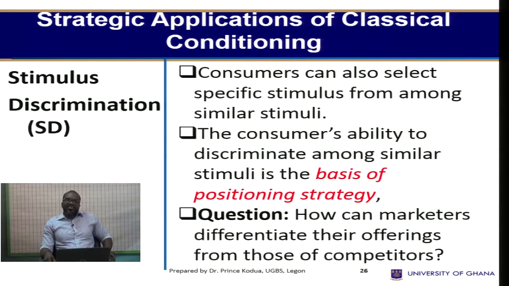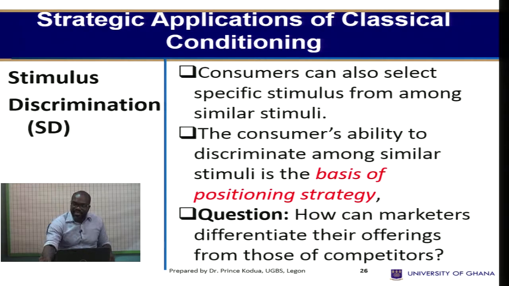Although consumers have the ability to generalize, hence the concept of stimulus generalization, which I've just explained, in the marketplace we've also observed that consumers have the ability to discriminate among competing offerings. Hence, this is the basis for positioning strategy in marketing.